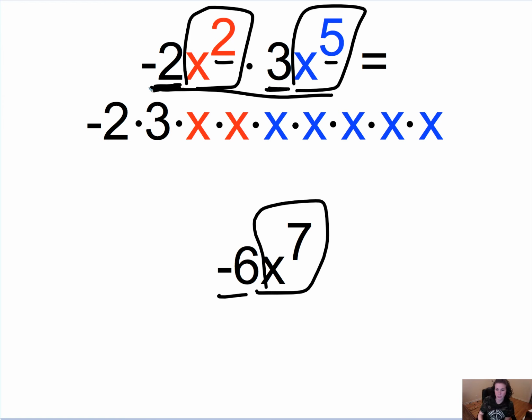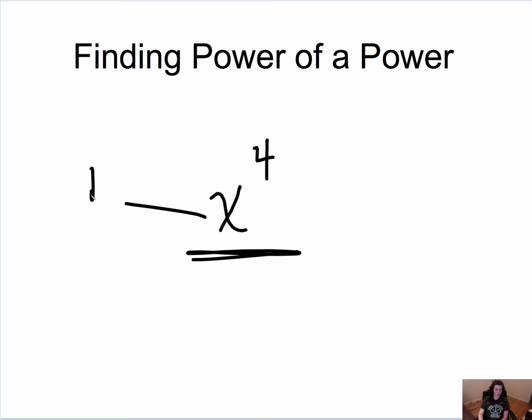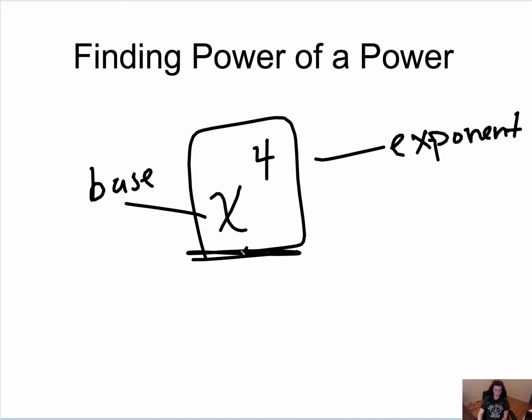All right, now let's look at something completely different, which is called finding power of a power. So you might even want to draw a line in your notes to separate this next section because this is different. Remember, a power is, just to refresh your memory, if we have x to the 4th power, this whole thing is the power. Remember that x is the base, 4 is the exponent, but the whole thing is a power. X to the 4th is the power.